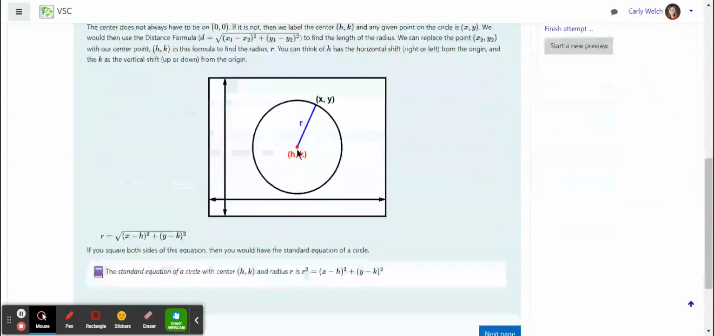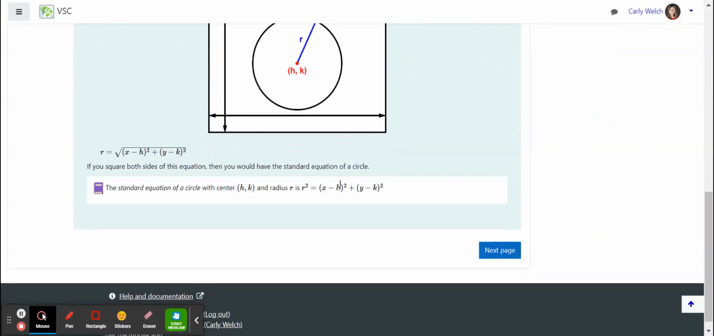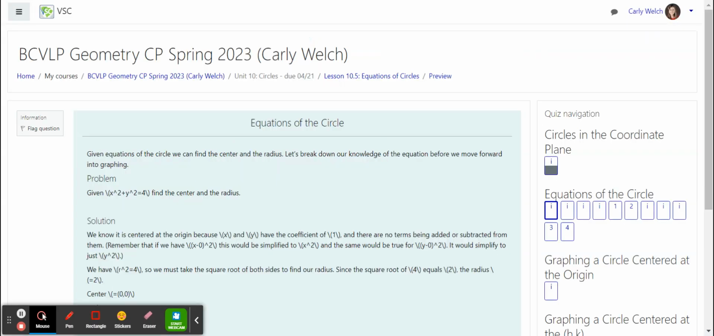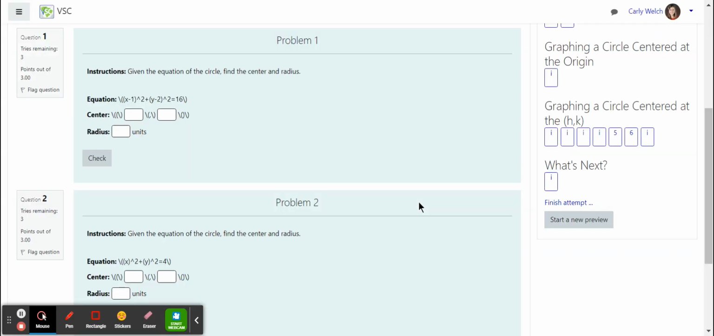And (h, k), now the circle is not always on the origin. So (h, k) is the center of the circle. So your standard equation of a circle is this equation down here. So r squared is equal to (x minus h) squared plus (y minus k) squared. (h, k) is the center of that circle. So we will look at a couple of these examples.